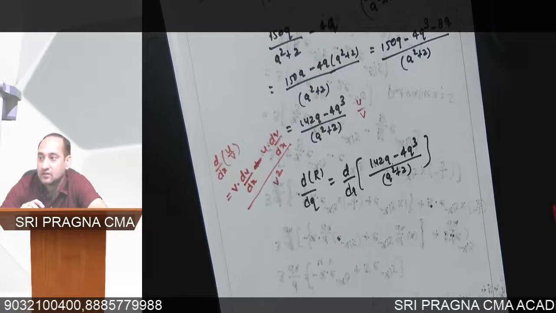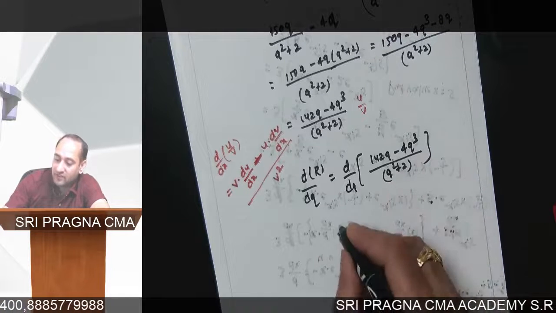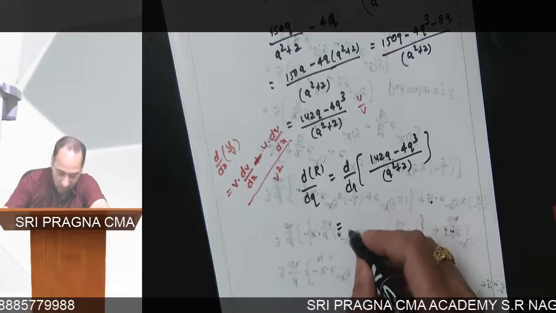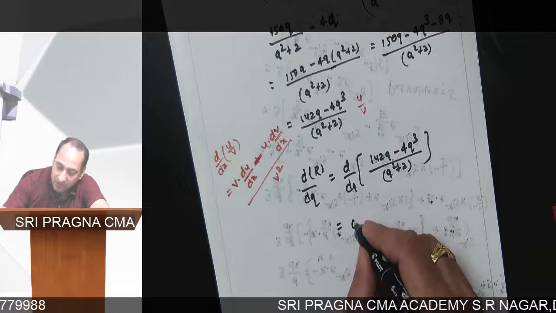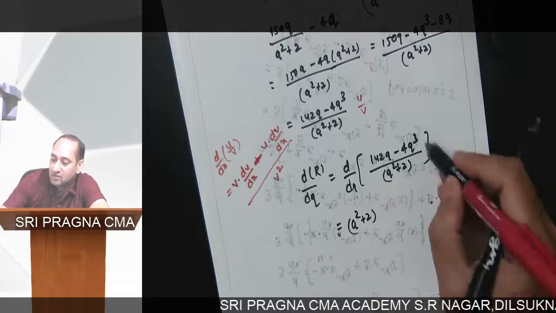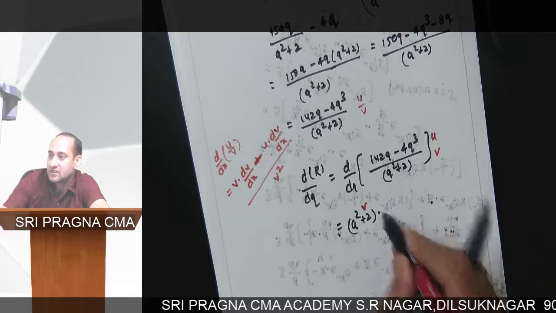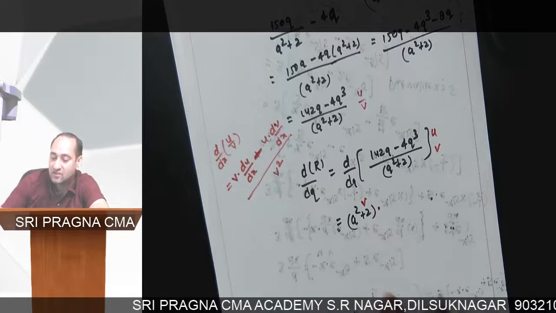Is it okay? So this is of the form u by v. First of all, keep the denominator as a constant. q square plus 2 is kept as a constant, because this is in the form of u and v. So this is the v, and I kept it as a constant.